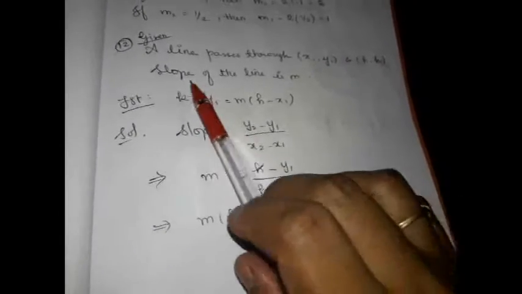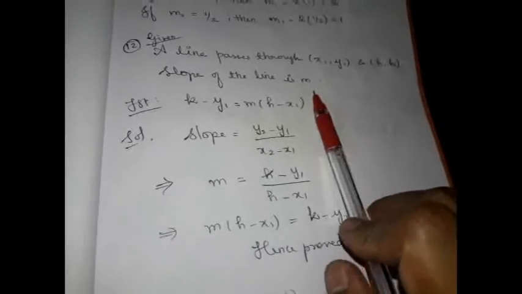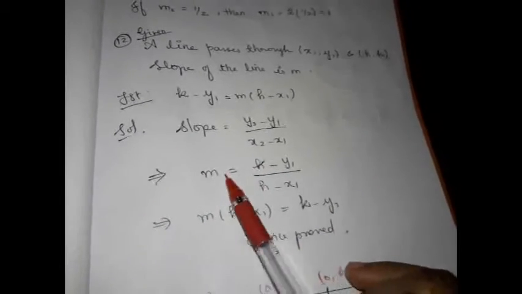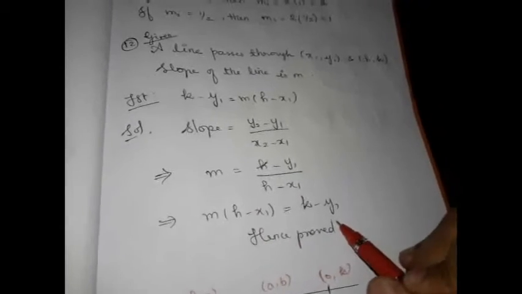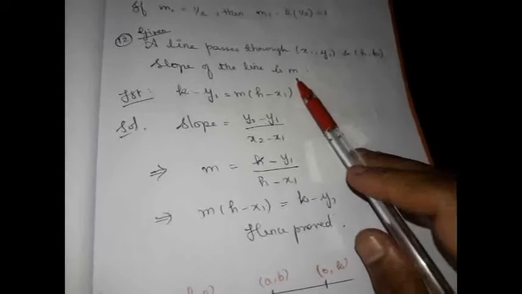But in the question it is given that the slope of the line is m. So equate it to m. This is also slope only, so equate it to m. Cross multiply, and we obtain the equation of a line when the slope and 2 points on the line are known. These are all the things we will be learning in the next subtopic. Forthcoming concepts we will be learning, right?